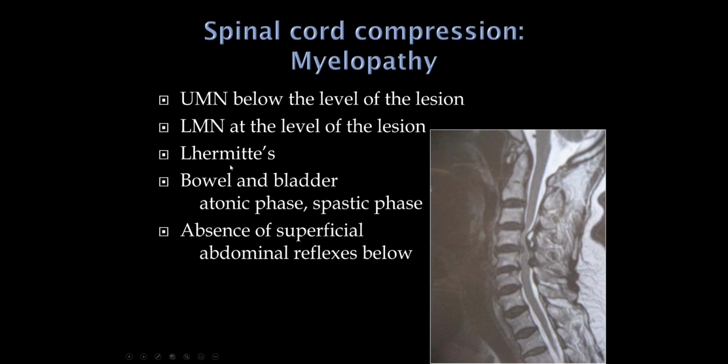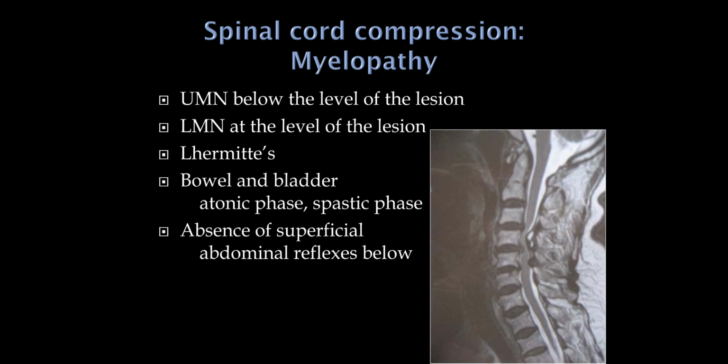Anytime we have cord compression that involves the posterior columns, Lhermitte sign is common, and this is most common in the cervical cord, where especially if the patient flexes their neck, they'll get this jolt of electricity that travels down the spine and into the legs. Bowel and bladder dysfunction is almost universal in significant spinal cord pathology, and in a little bit we'll talk about the importance of the acute atonic phase and then the more chronic spastic phase of urinary incontinence.